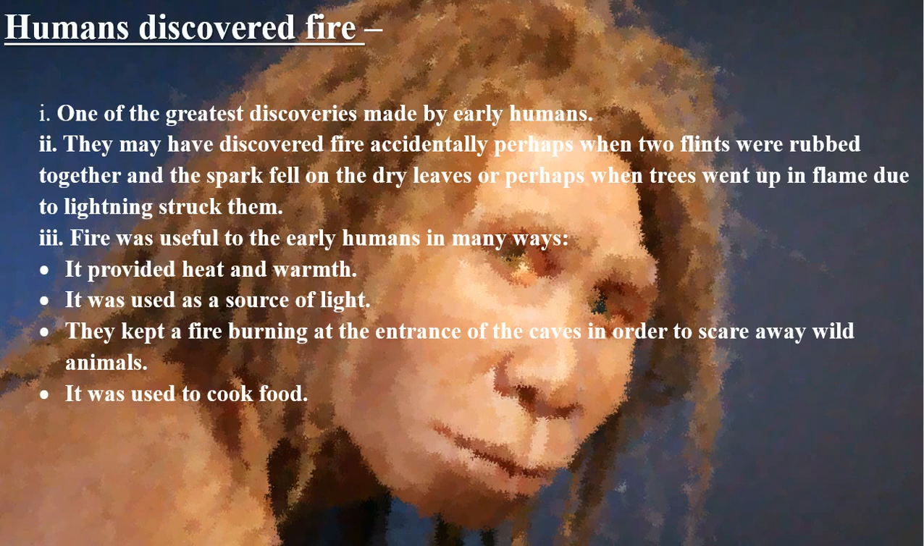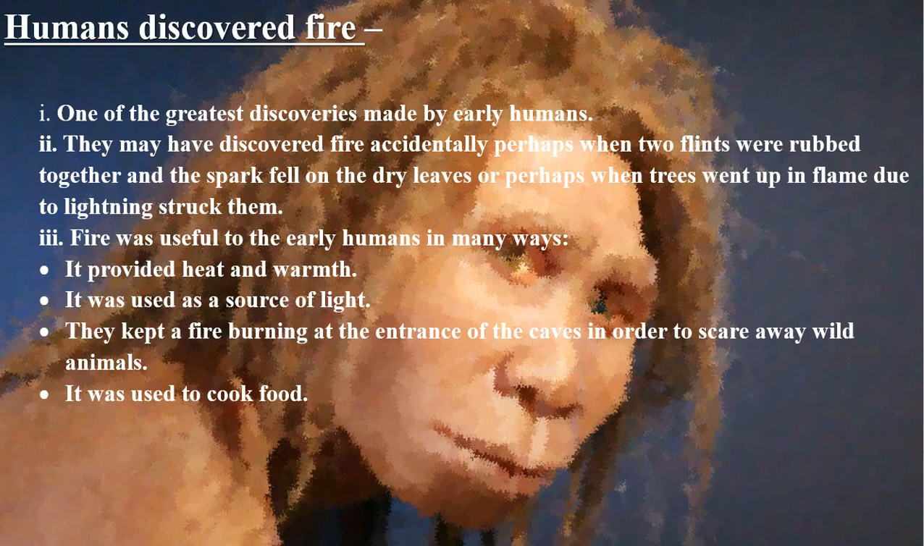Some of the remains of this period have been found in India at Bhimbetka, Hunsgi, Kurnool. We have already discussed these things. So, as we have understood from this slide, humans discovered fire accidentally. This discovery of fire was one of the greatest discoveries made by early humans during the Paleolithic age, and they may have discovered it when two flints were rubbed together and the spark fell on dry leaves, or when trees went up in flames due to lightning.